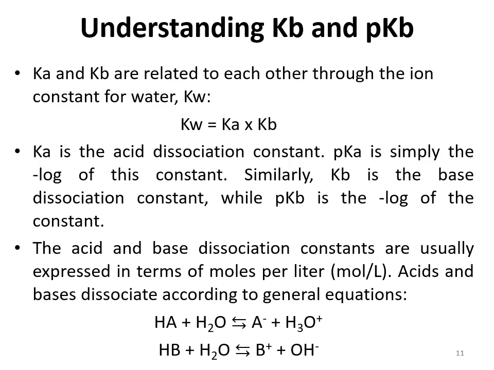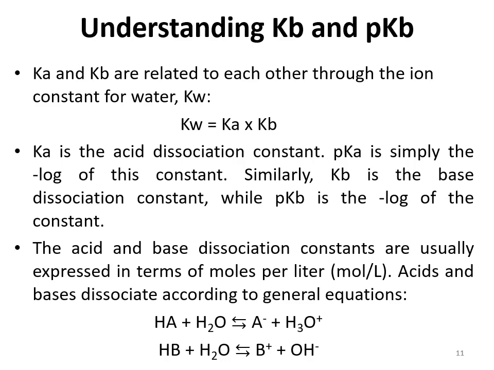Understanding Kb and pKb. Ka and Kb are related to each other through the ion constant for water, Kw, the dissociation constant for water, and Kw is Ka multiplied by Kb. Ka is the acid dissociation constant. pKa is simply the negative log of this constant. Similarly, Kb is the base dissociation constant, while pKb is the negative log of the constant. The acid and base dissociation constants are usually expressed in terms of moles per liter.